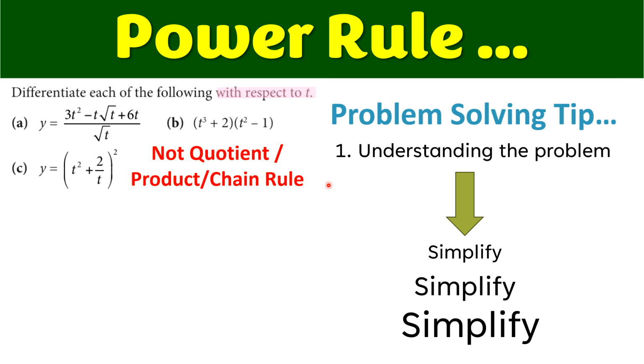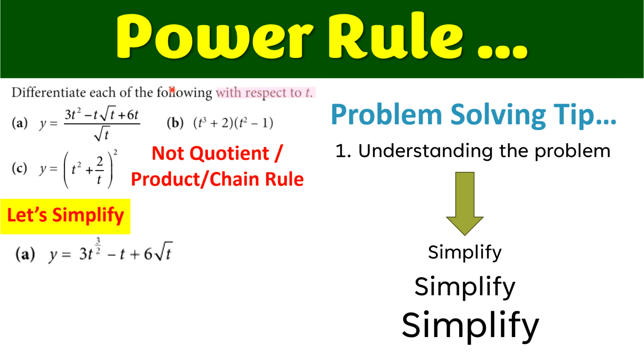The moment you can simplify the expression, sometimes finding the derivative is actually a lot easier. So what do I mean? Let's take a look at the first question, which is part A. If you take a look at the expression, it is a fraction, but this fraction I can simplify. How? I can actually divide it into three terms. To do that, I simply take 3t squared divided by square root of t. Likewise, I do the same for the second term and the last term too.